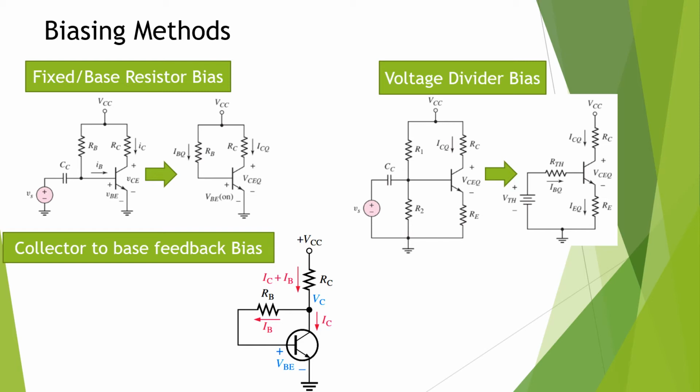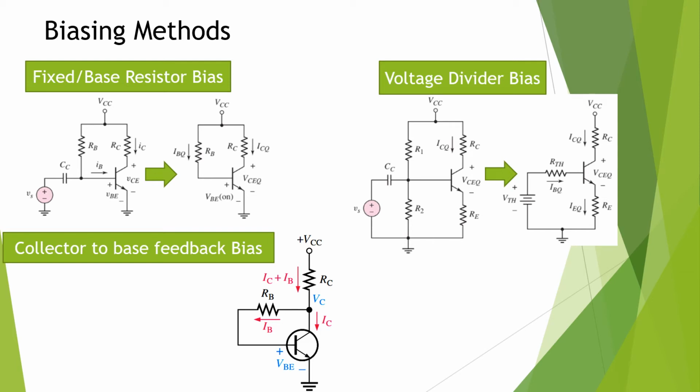So we have to convert this voltage divider bias into a simplified form, which contains the Thevenin's voltage. As we all know, with Thevenin's theorem, a complex circuit can be converted into a simplified circuit, which is nothing but the Thevenin's voltage in series with the Thevenin resistance. So by using that theorem, we convert this large circuit into a simplified form for further analysis. With this, the biasing method is over.